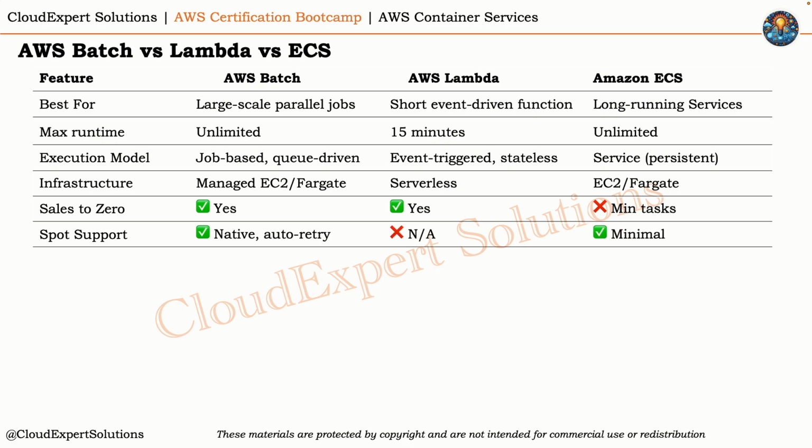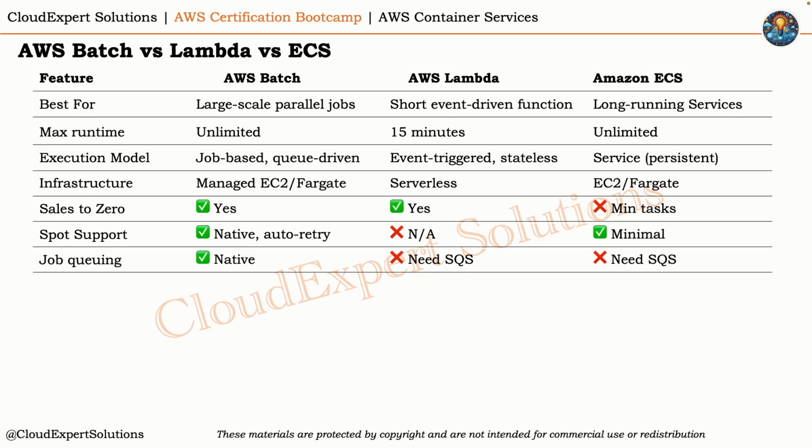In terms of Spot support, AWS Batch has native support and you have auto retry. For AWS Lambda, you are not running on any EC2 instances. That is why it's not applicable. And for Amazon ECS, it has minimal support. However, you have to plan for that.